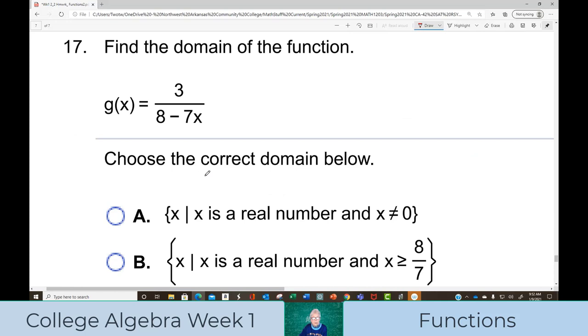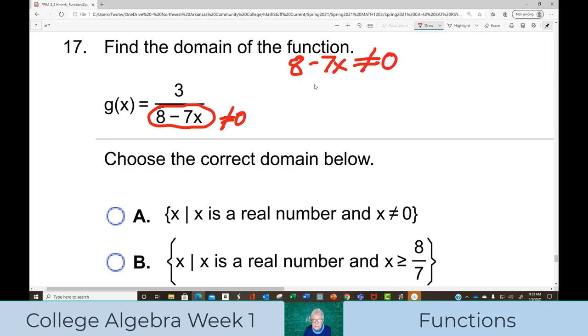Okay, one more, and then we take a quick break and go on to the rest of the homework. So again, we have a denominator that could equal 0. We have to guard against it being 0. Why? Because it says find the domain. Hello? Find the domain. Okay, 8 minus 7x is the denominator, and it cannot equal 0. So 8 minus 7x cannot equal 0.